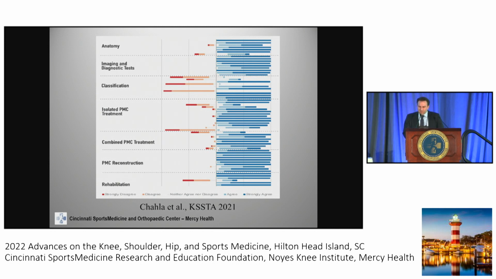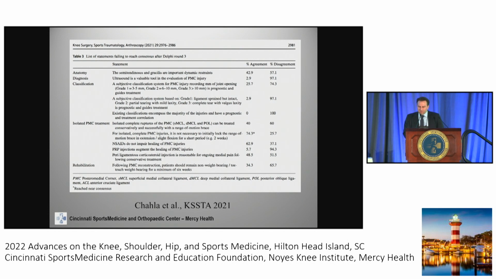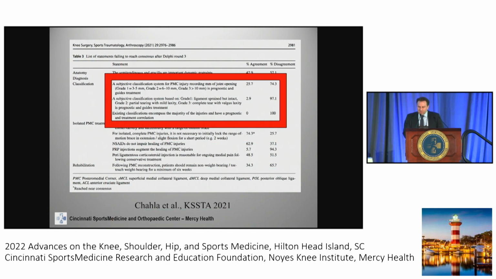So if we dive further into this and we look at where they were disagreeing, a large percentage of the disagreements pertain to the classification, these subjective systems, and what kind of prognostic value or treatment guidance do these subjective classifications provide. And as you can see, there was significant disagreement, meaning that they didn't feel that these subjective classifications really helped determine treatment.